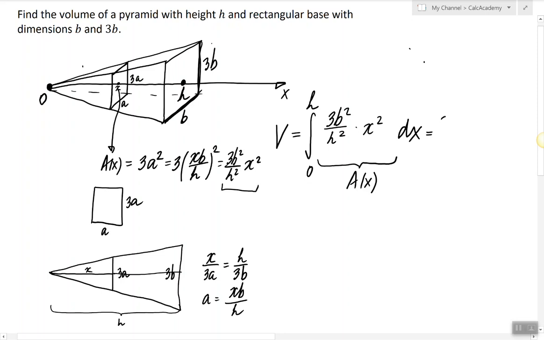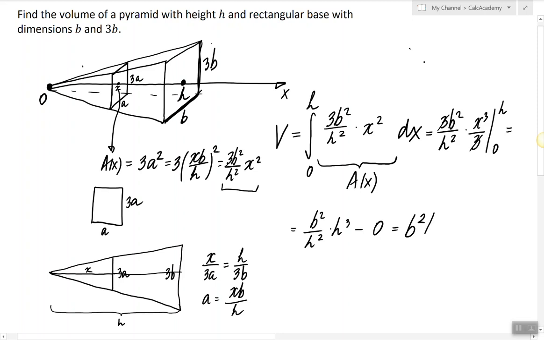So it's a relatively simple integral. We can take the constant out and integrate x squared. The antiderivative of x squared is x cubed over 3, and we evaluate this from 0 to h. We can cancel the 3's, so I have b squared over h squared times h cubed minus 0. So the final answer is b squared h.